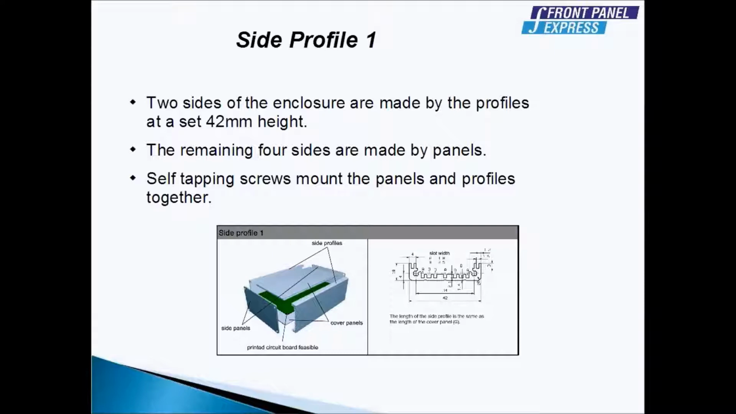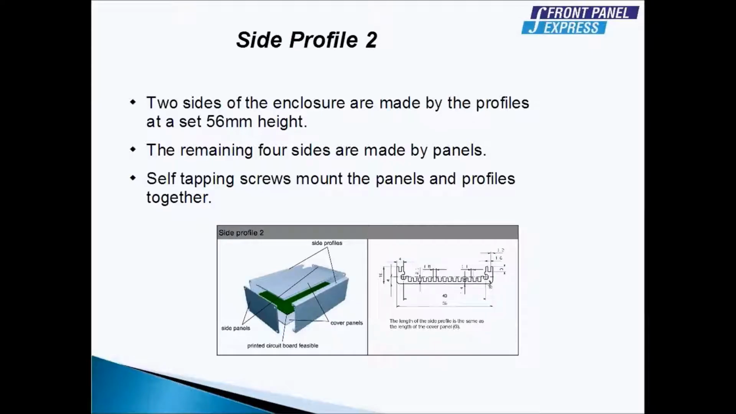For a side profile 1 enclosure, the 2 side panels are made by profiles that are a set height of 42 millimeters. Hopefully you can see that in the bottom right detail. The profiles come with slots for placing PCB boards, and they need to be designed as the same length as the top and bottom panels. For this enclosure, the front, back, top, and bottom are actually made by designing panels. The top and bottom panels slide into the grooves, and the front and back are mounted to the profiles with self-tapping screws holding the enclosure together. You can see that on the bottom left detail.